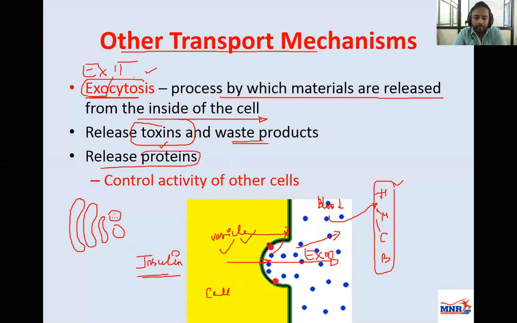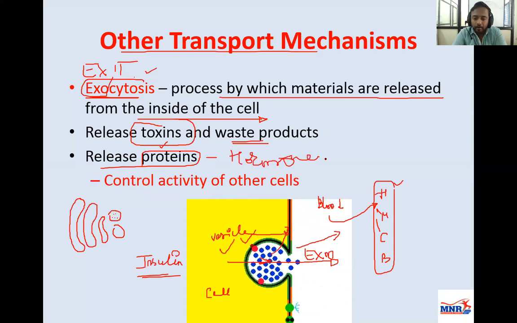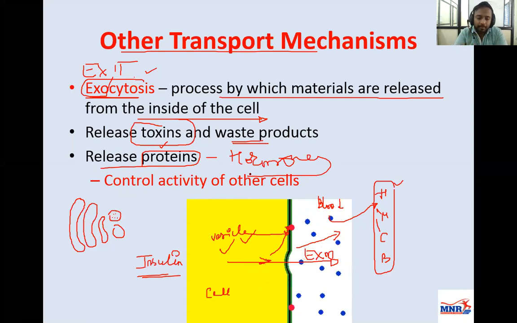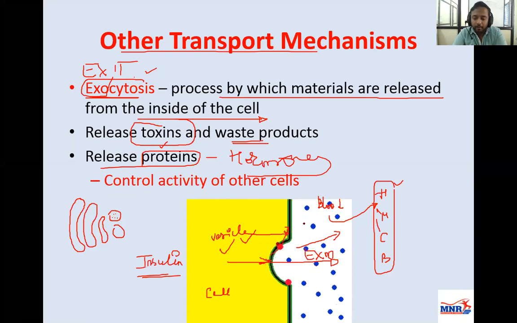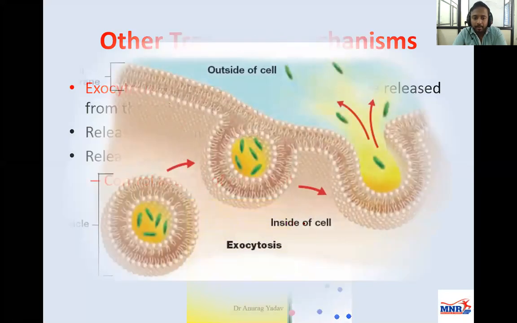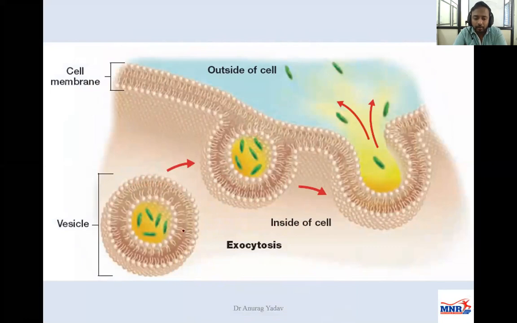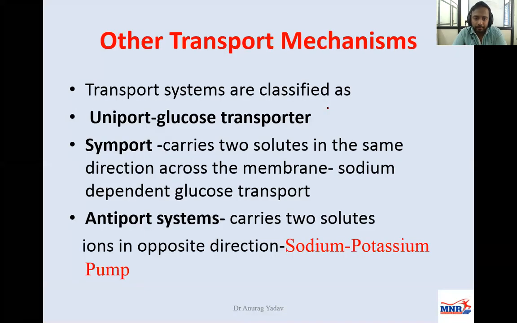Also, other proteins, like hormones, can be released in the same manner, where the proteins are released outside the cell by exocytosis. The process is called exocytosis. Endocytosis is movement of the molecules inside the cell. Exocytosis is movement of the particles outside the cell.